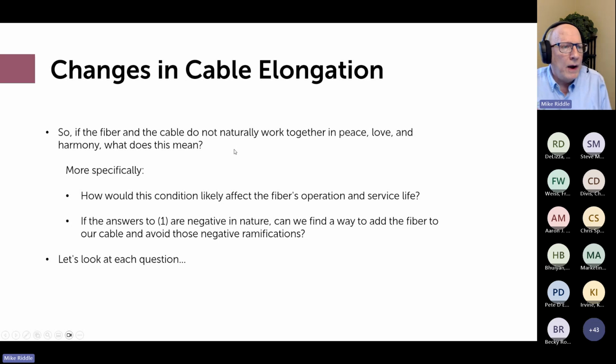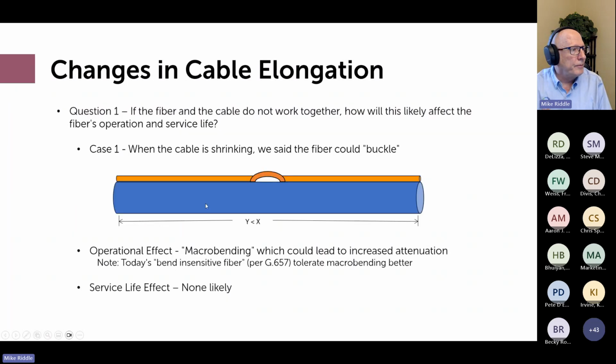So if the fiber and the cable are not naturally working together, what does that mean? How is that going to affect the fiber's operation and its service life? And if the answer here is something that's negative in nature, can we find a way to add the fiber to our cable while avoiding whatever those negative things are? So let's look at each of these questions.